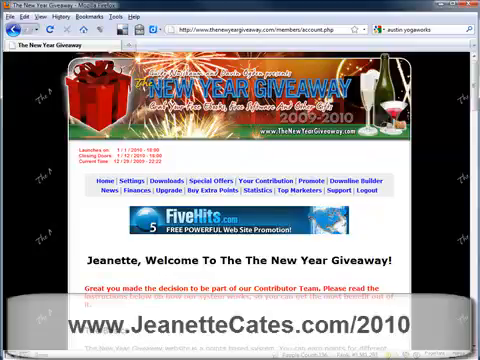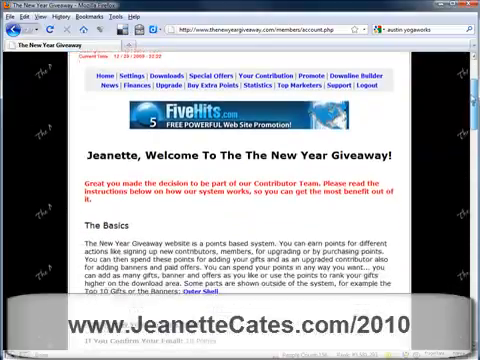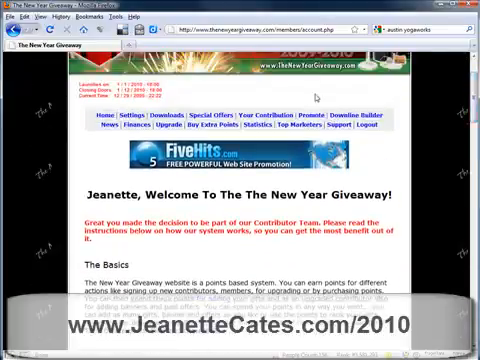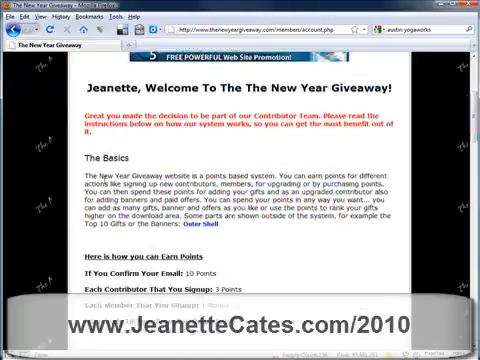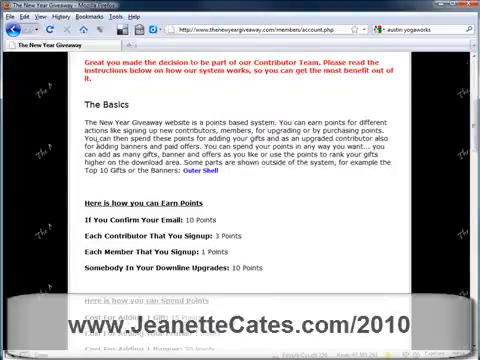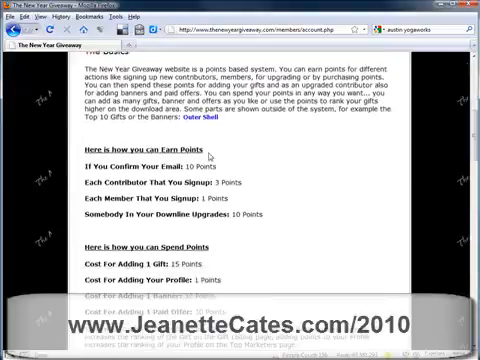Okay, let's take a peek inside of the contributors area. Once you've signed up, you will log in and get your welcome page. This is your home page, and you can always get here by going to home. Now, there are some basic information pieces that you need to have, and of course, here's how you earn points.